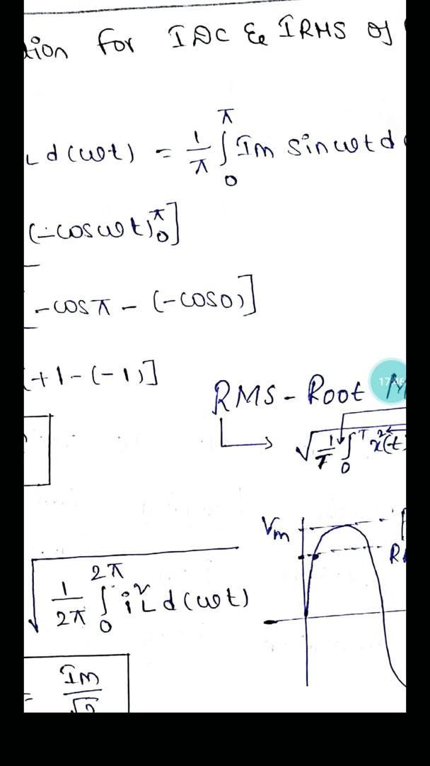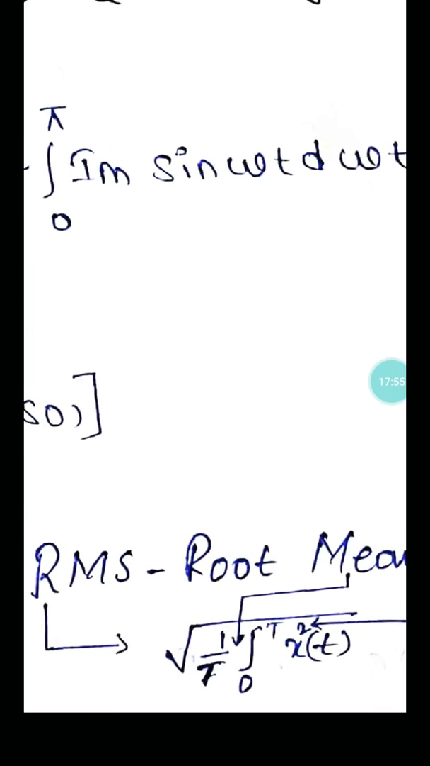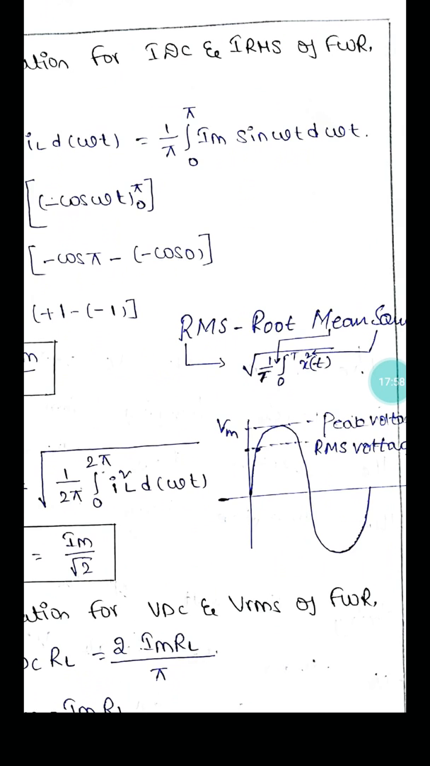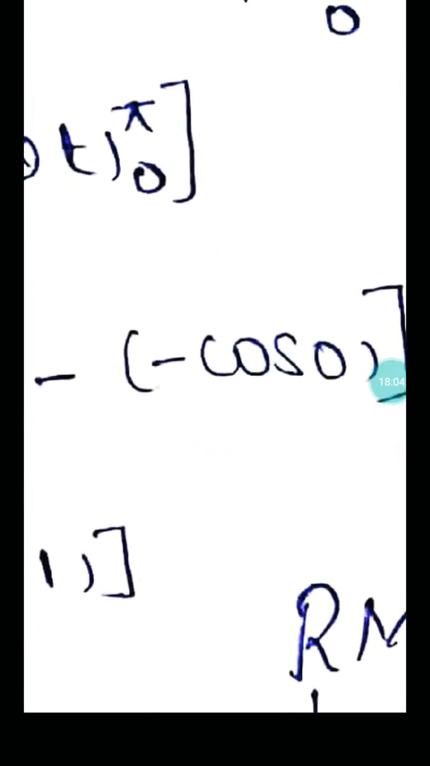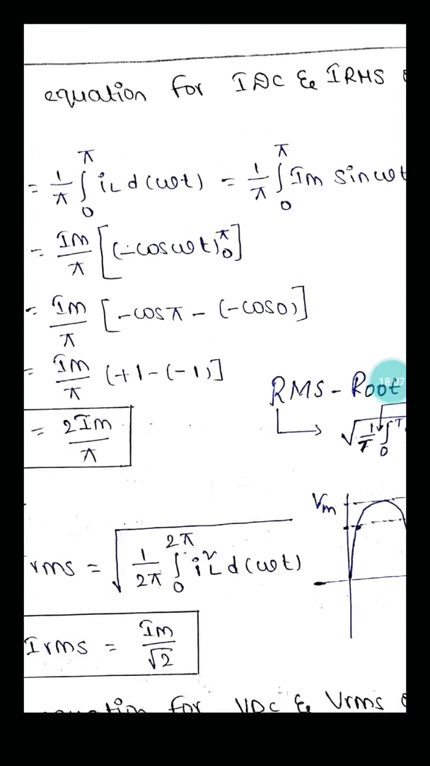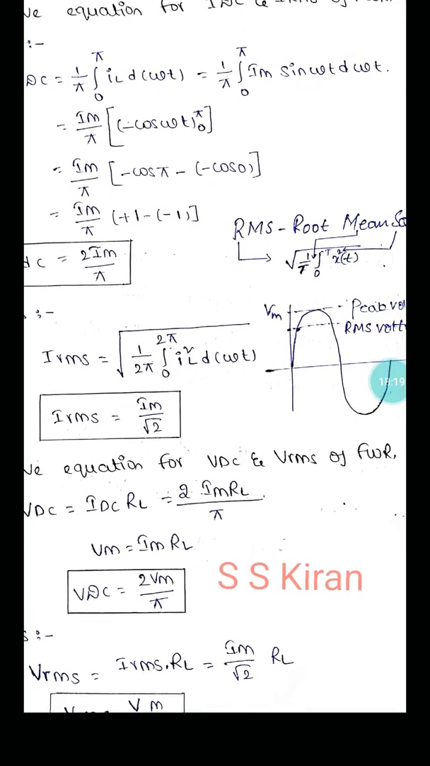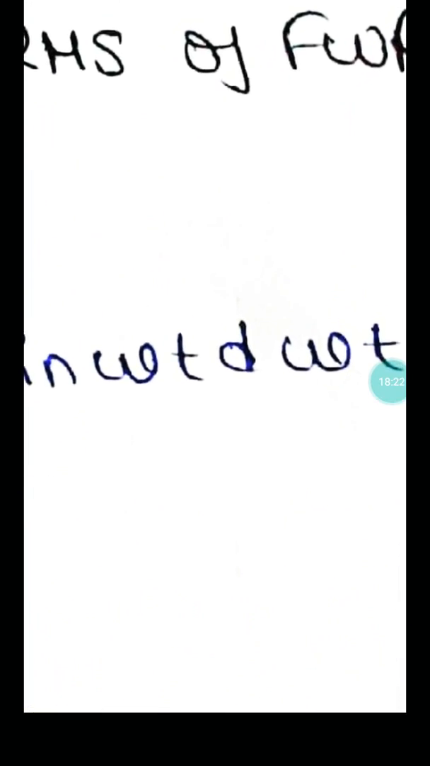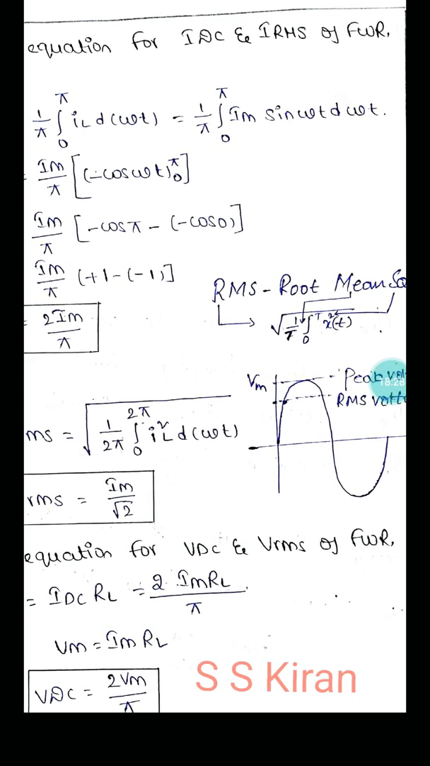Now what is the equation here? 1 by the time period, integration from 0 to pi of Im sin omega t d omega t. Integrating sin omega t gives minus cos omega t. Then substitute the lower and upper limits, do the simplification, and finally you get IDC equal to 2 Im by pi. That is the average current, or IDC, for the full wave rectifier. FWR stands for full wave rectifier.